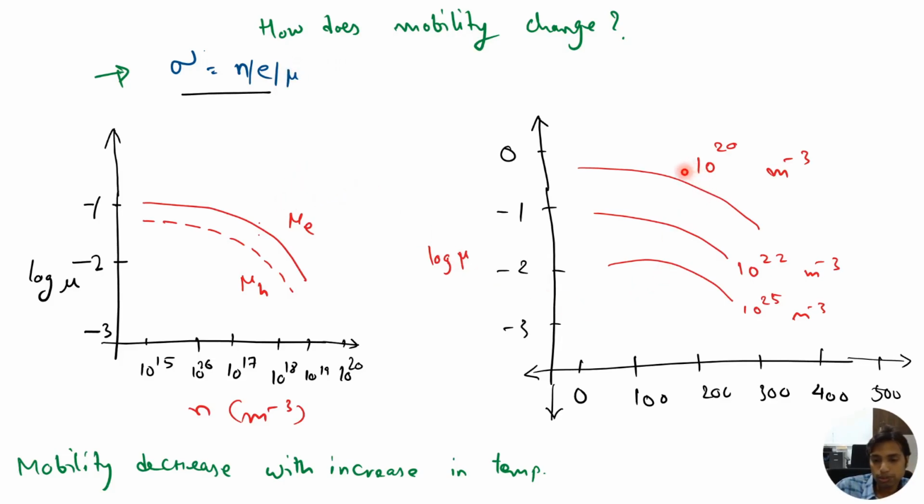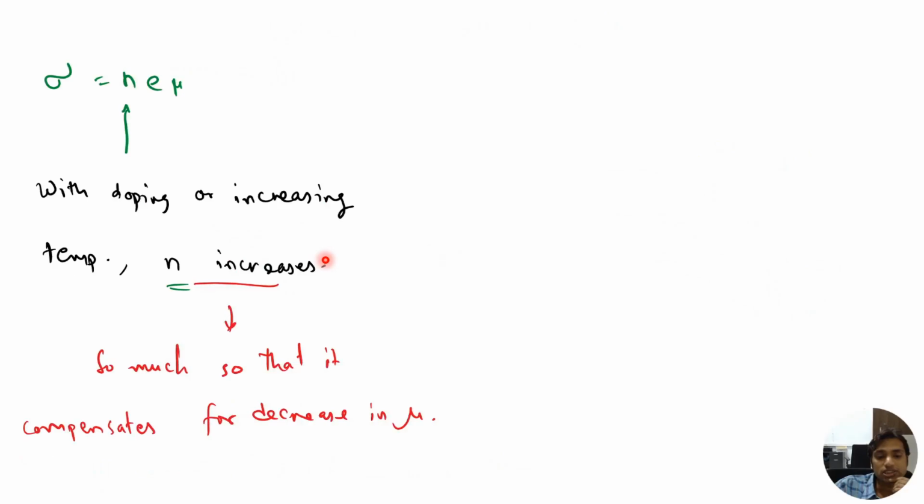If you see this plot, mu will decrease when you are increasing the temperature. So this is temperature on this axis. Even if mu is decreasing, because n is increasing when you increase the temperature, you will have an increase in the conductivity. So with an increase in doping or temperature, n will increase so much that it compensates for the decrease in mu. So that's all for how the electrical properties change with temperature.